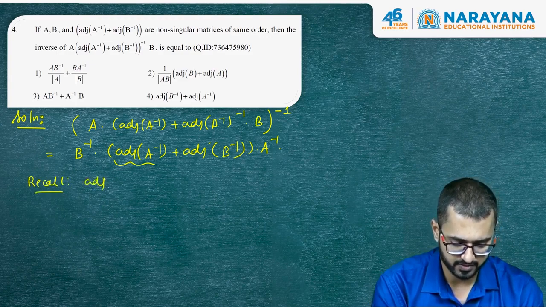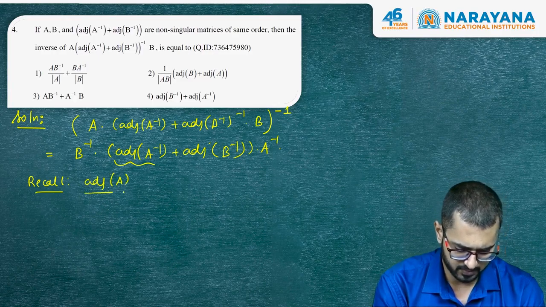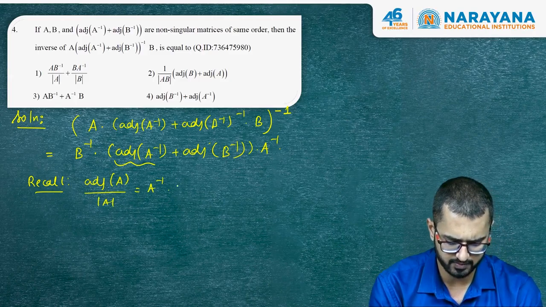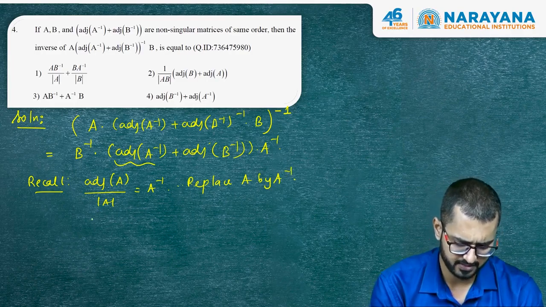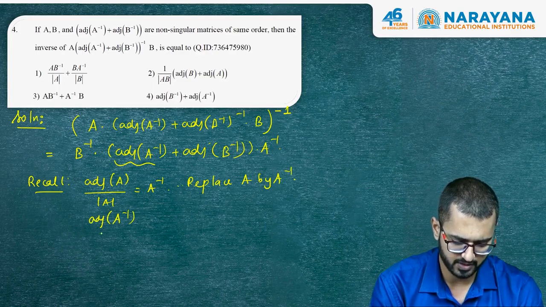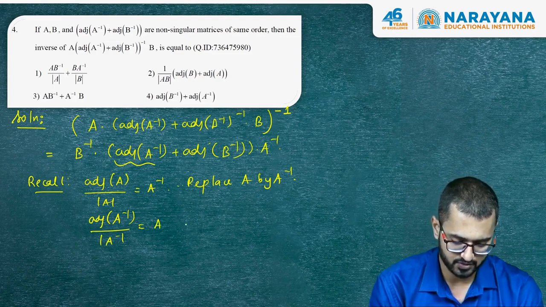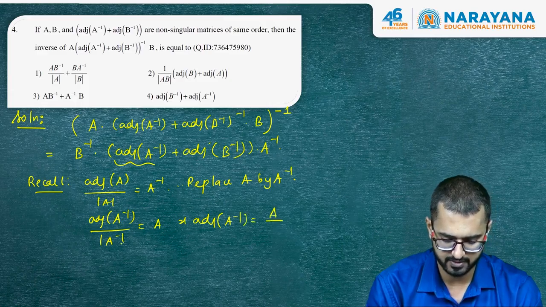adjoint of A over determinant of A is equal to A inverse. Now in this only what we will do, we will replace A by A inverse, so I will be having adjoint of A inverse over determinant of A inverse, and the inverse of A inverse will become A. So I'll be sending it to that side. So from here I'll be getting adjoint of A inverse is equal to A over det of A.